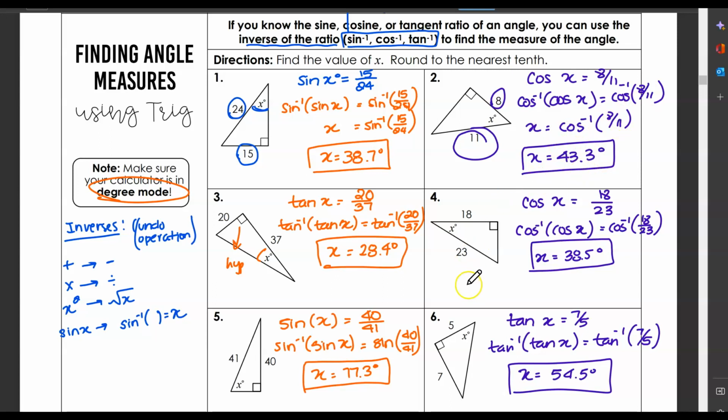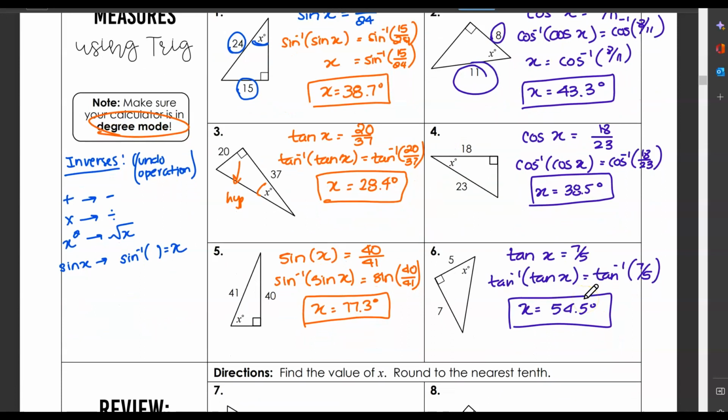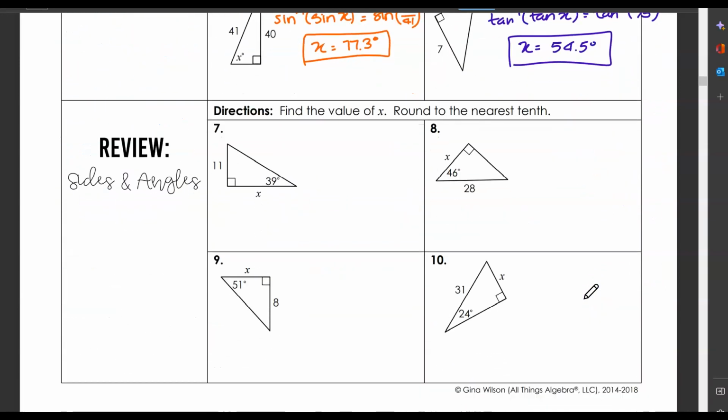And for number 4, I hope you also got using cosine x, and then the missing angle was 38.5. And lastly, number 6, we used tangent of x because we were missing the hypotenuse, and we took tan inverse of both sides, and we got that x is equal to 54.5 degrees. All right, so hopefully you're following along just great there.